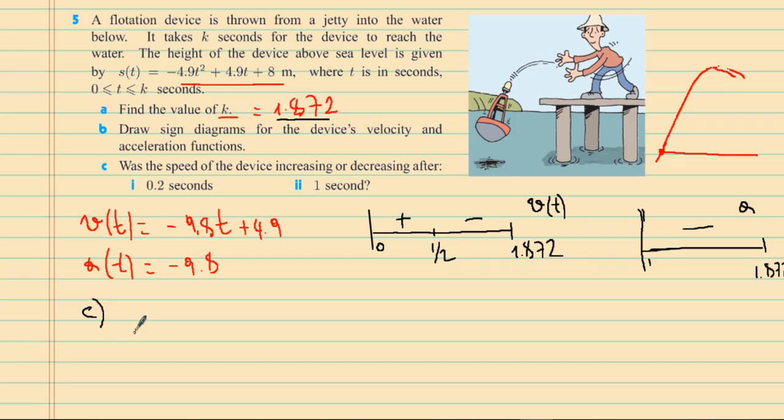Now part C, what do they say? Was the speed of the device increasing or decreasing after 0.2 seconds? After 0.2 seconds, the velocity is positive but the acceleration is negative, so it's a different sign, decreasing for the first one. And after 1 second, the velocity is negative, and the acceleration is always negative, so the speed is increasing.